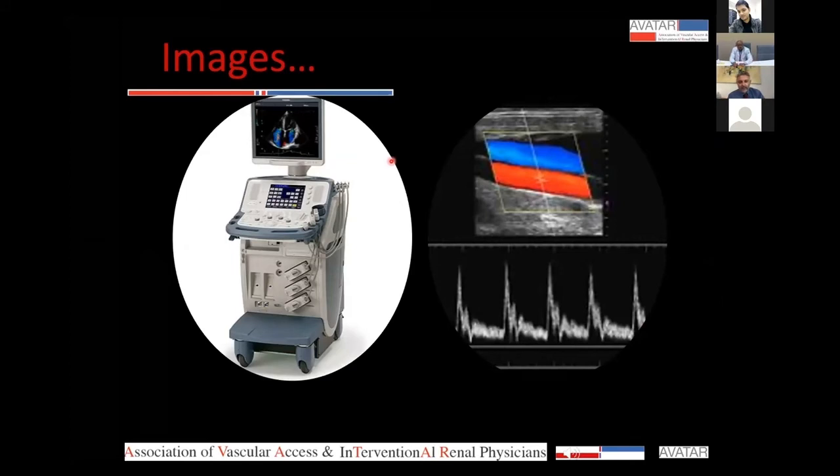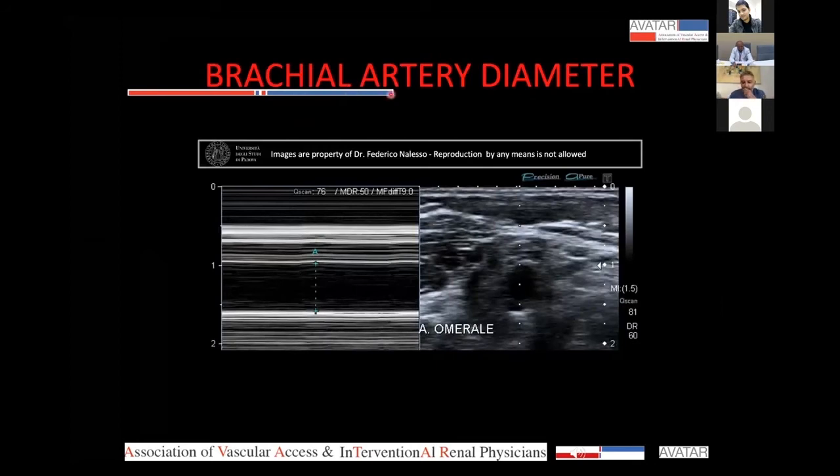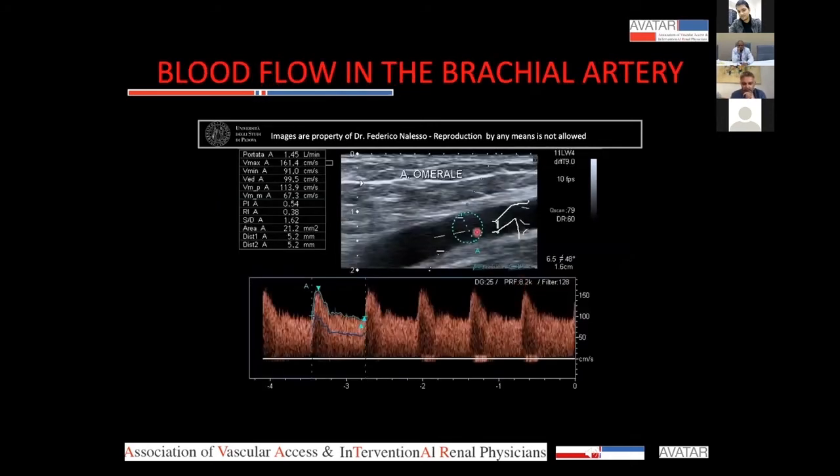And now we see the images. In this slide, you can see on the right the brachial artery in B-mode, and on the left you can see the M-mode of the artery in order to identify the maximum diameter. As you can see in these slides, you can identify a Doppler analysis of the brachial artery blood flow.